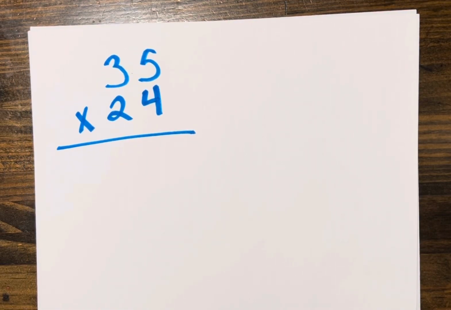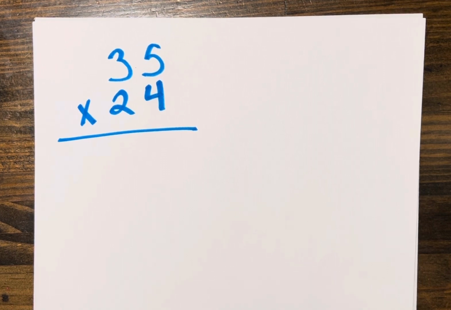Hi parents, the final strategy that I want to share with you is multiplying 2-digit by 2-digit multiplication. In 4th grade, we are not required to have the standard algorithm completely mastered. So what we use is something called partial product.